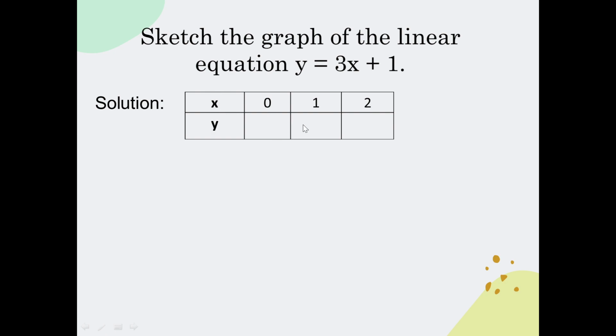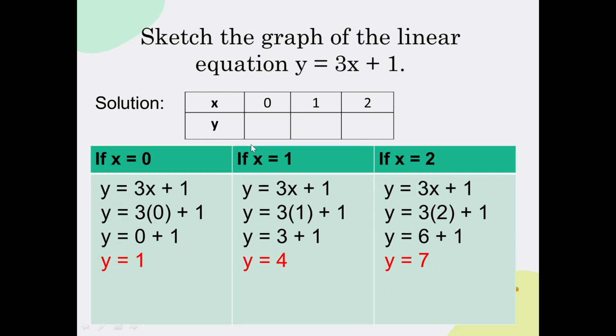Example. Sketch the graph of the linear equation y is equal to 3x plus 1. So, first, you're going to choose a random test point, arbitrary points. So, ibig sabihin, sa x value natin, ginawa ko lang siyang tatlo para mas makita. But, in these steps, pwede lang po talagang dalawang point or dalawang value ng x. Okay? Points.